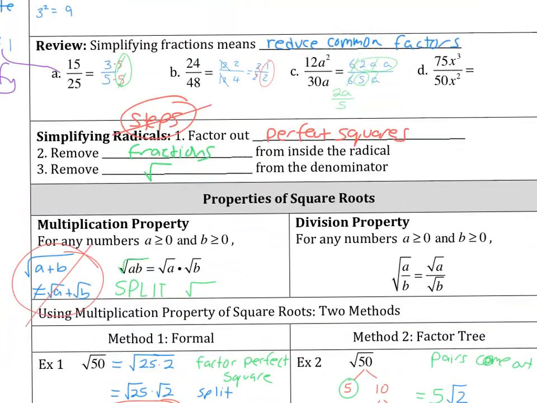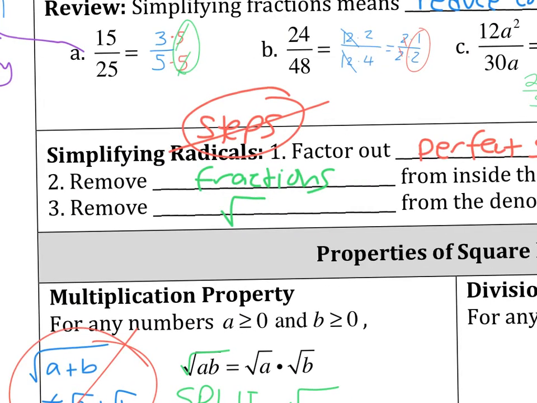All right, so notice up here, when I talked about, again, these are not steps. These are things to consider when we're simplifying radicals. We shouldn't have any perfect squares as factors inside any of the radicals. We need to get rid of any fractions inside the radical, and if you have a radical in the denominator, you have to get rid of it.